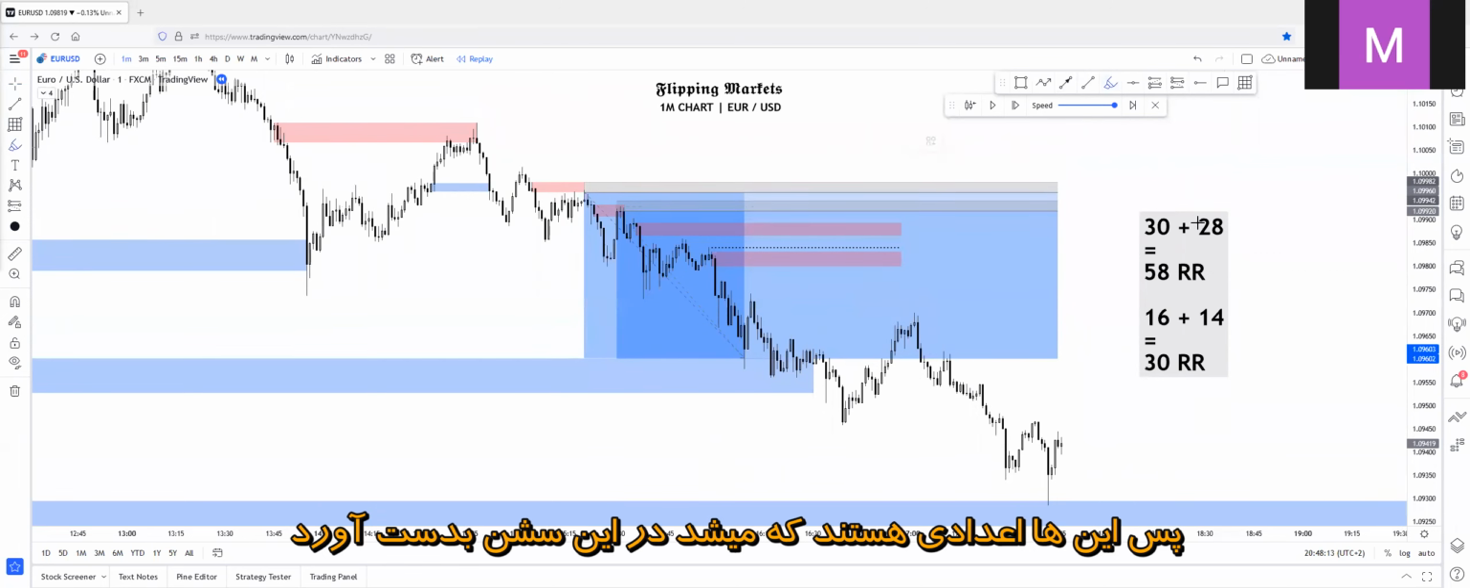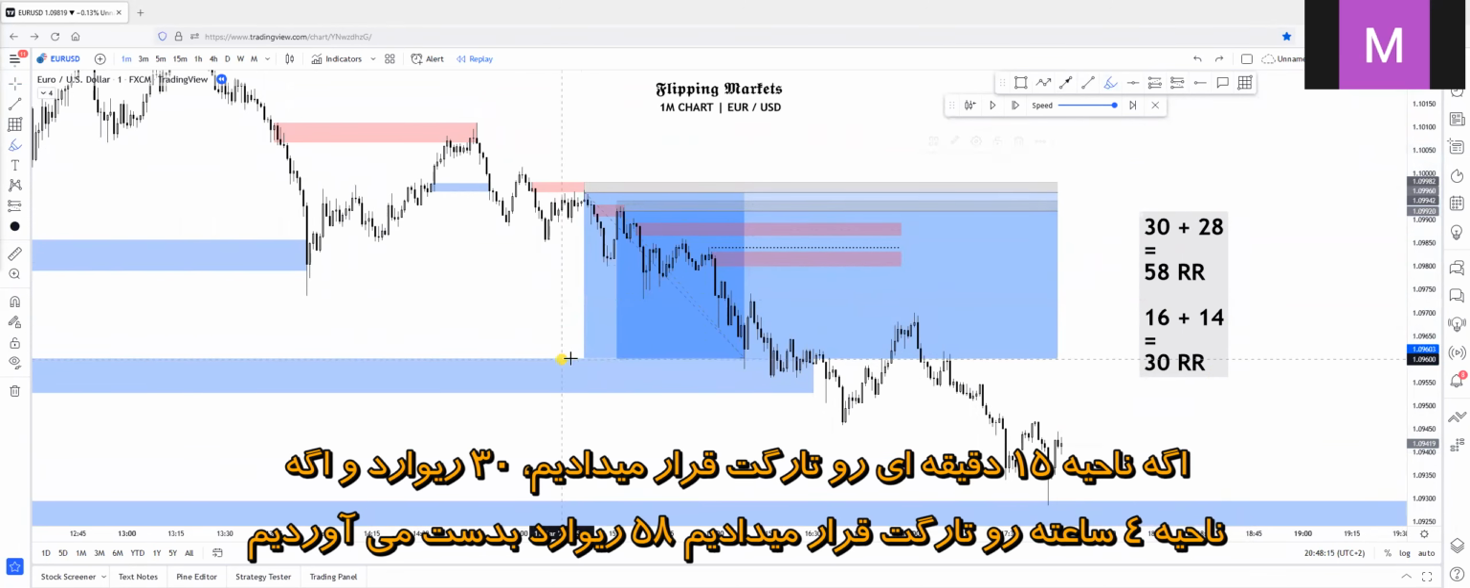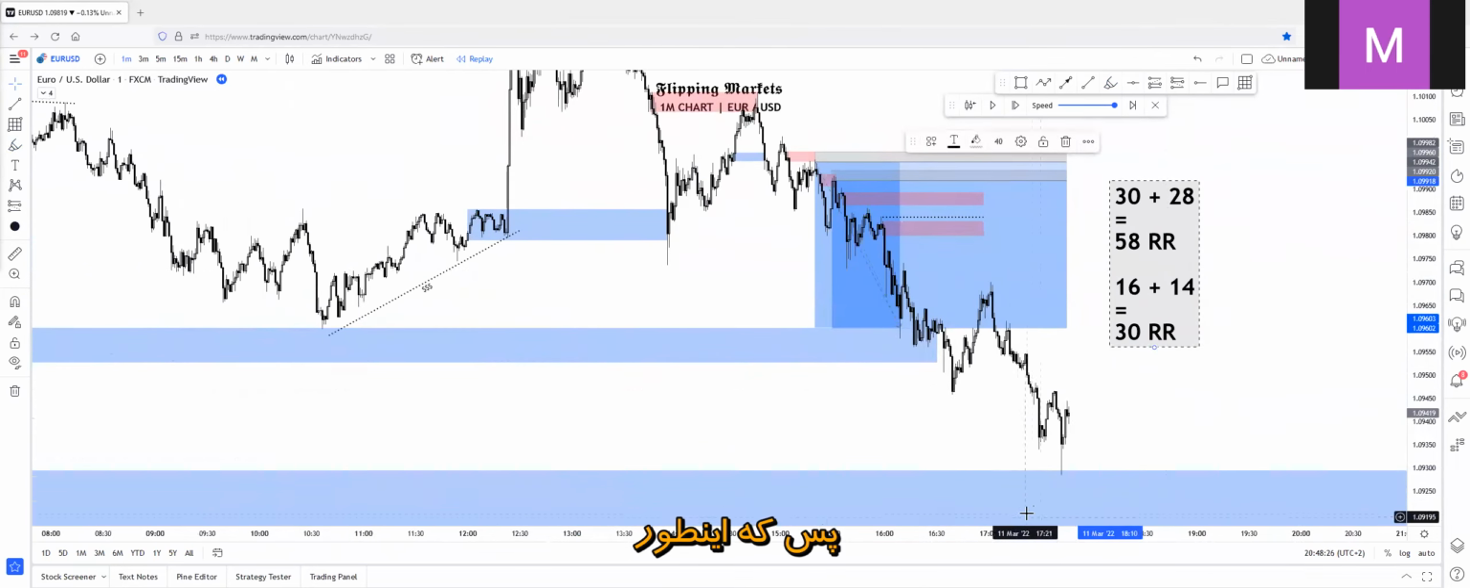So these are the possible numbers for this session. Targeting the 15-minute zone would earn us a 30 risk-reward ratio. Targeting the 4-hour zone would earn us a 58 risk-reward ratio. So yeah, the session has closed.